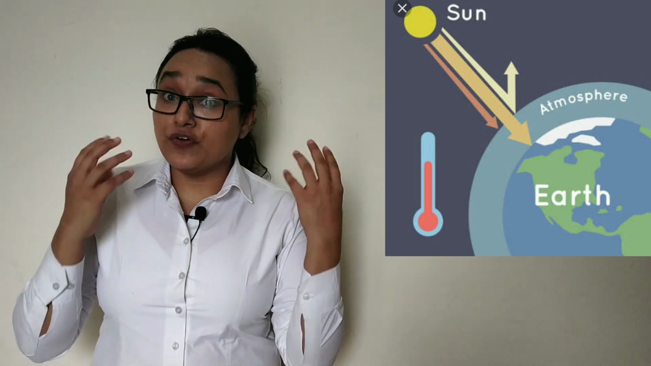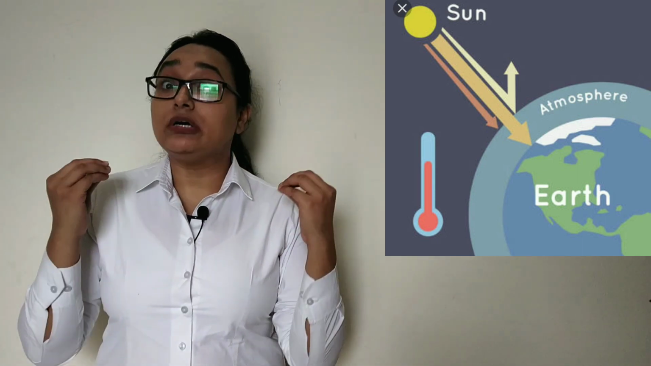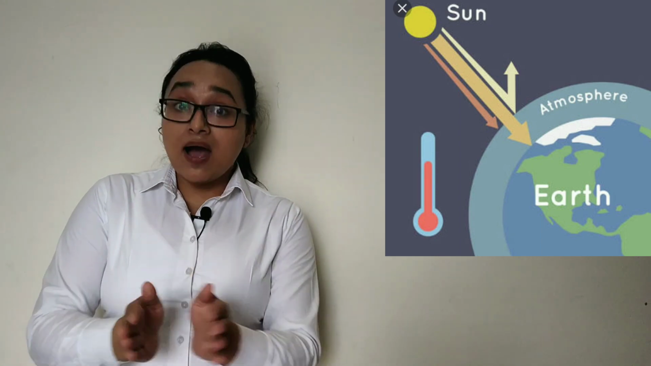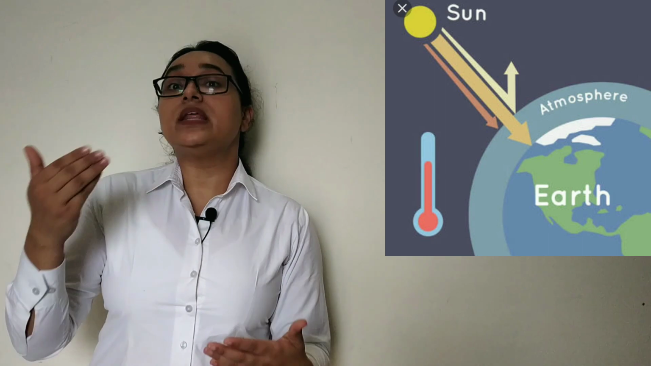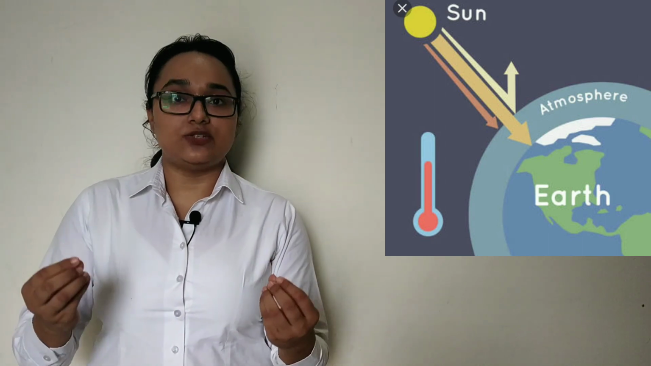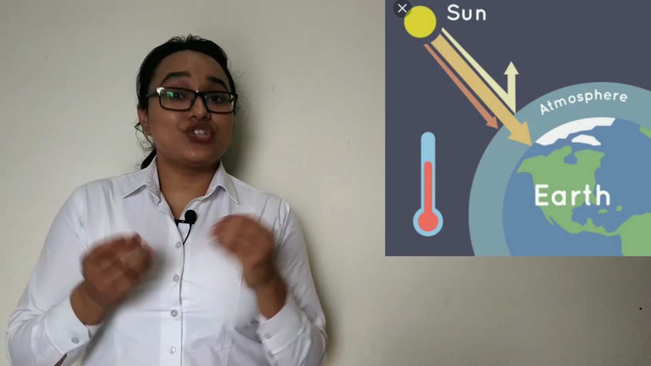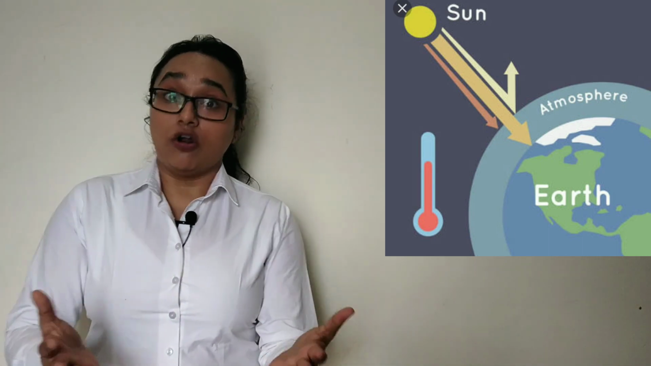Now, because of this phenomenon, the temperature of the earth is continuously increasing at a larger rate. For the past 100 years, there has been an increase of 1 to 2 degrees Fahrenheit in the temperature of the Earth's surface, which is a problem for all of us.